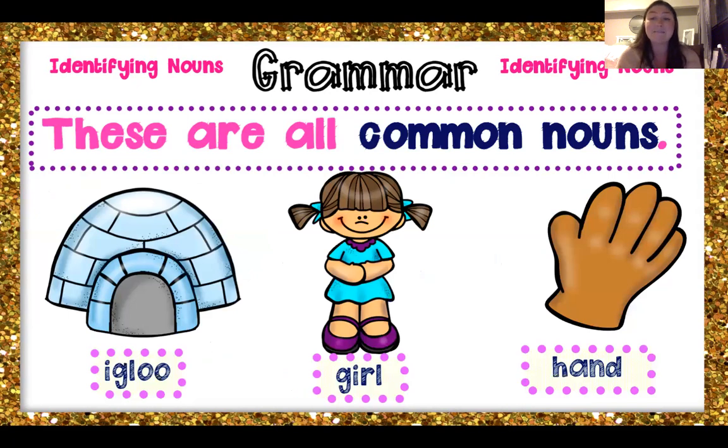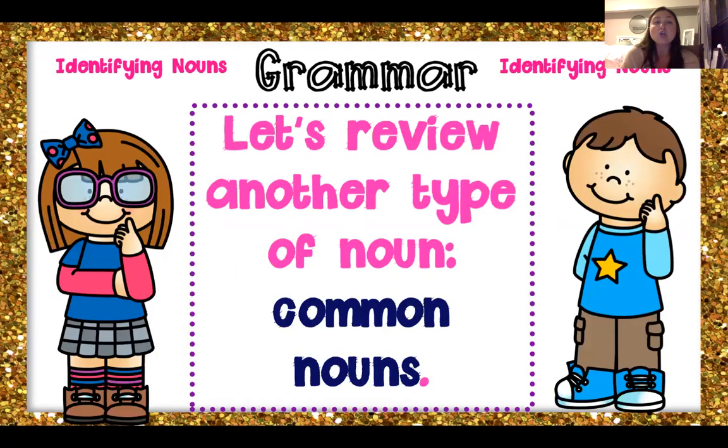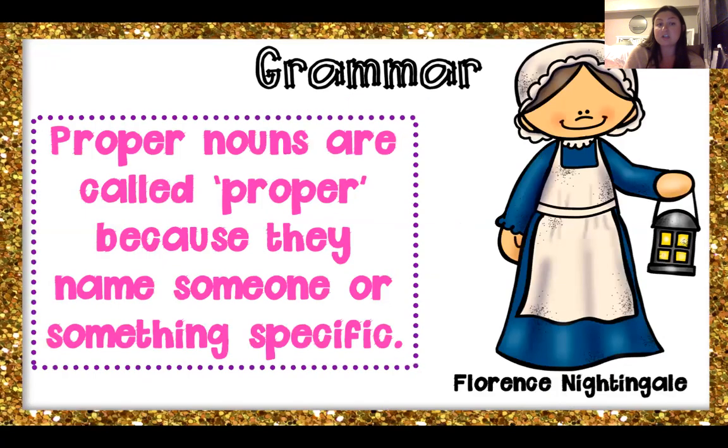Common nouns means it can be any igloo, any girl, or any hand. We're not talking about one specific one; I'm just talking about any of them. It doesn't matter which one. I'm not talking about the igloo in Alaska on the corner where the polar bear lives. I'm not talking about that specific one. I'm just talking about any igloo. So we have common nouns, which are anybody or anything, but we also have proper nouns.